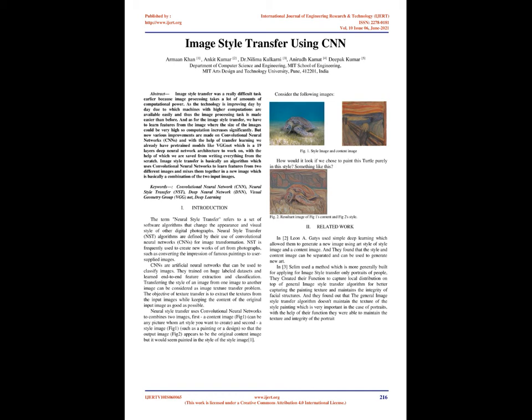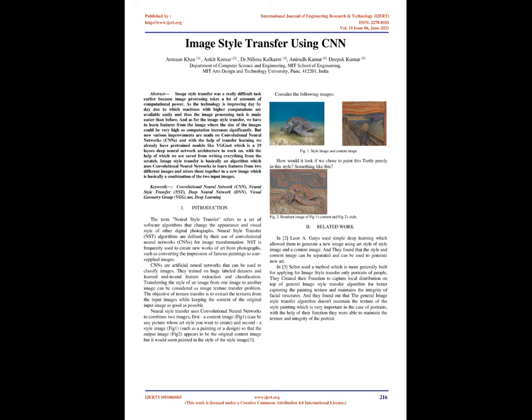Introduction. The term neural style transfer refers to a set of software algorithms that change the appearance and visual style of other digital photographs. Neural style transfer, NST, algorithms are defined by their use of convolutional neural networks, CNNs, for image transformation. NST is frequently used to create new works of art from photographs, such as converting the impression of famous paintings to user-supplied images. CNNs are artificial neural networks that can be used to classify images. They are trained on huge labeled datasets and learn end-to-end feature extraction and classification.